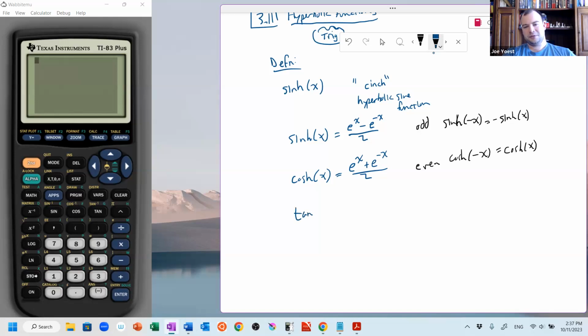From these two, we can build up other hyperbolic functions. For instance, tanh of x, the hyperbolic tangent of x, is sinh of x over cosh of x, or we can see from the definition that that is e to the x minus e to the negative x over e to the x plus e to the negative x.